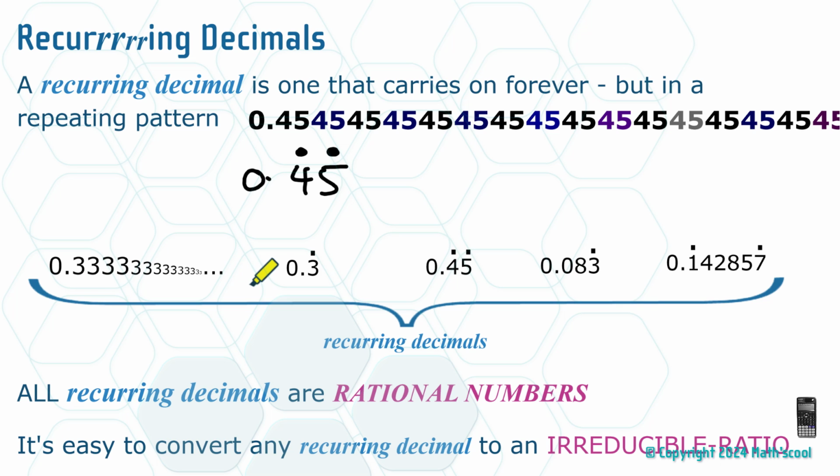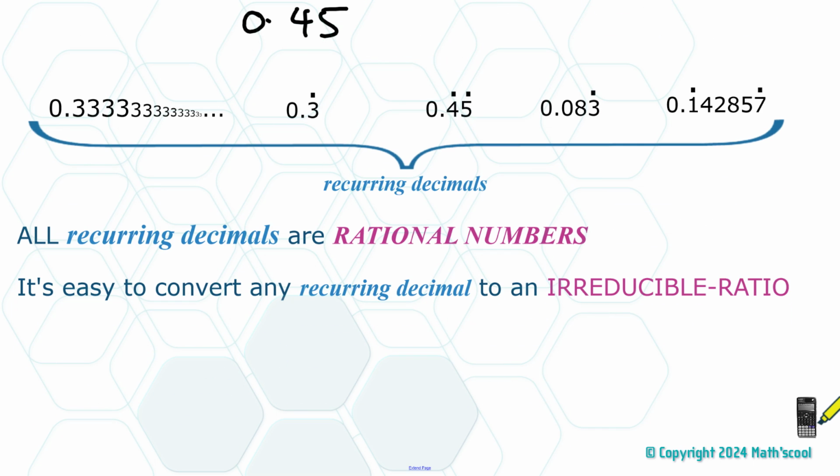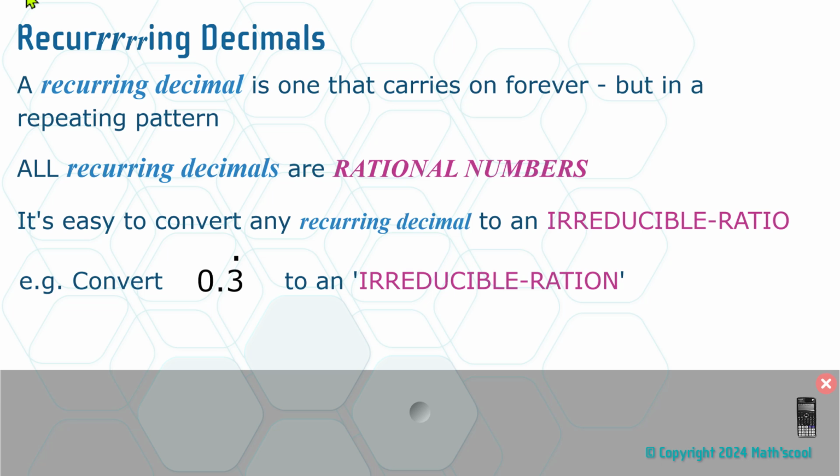That's 0.3 recurring, that's the same 0.3 recurring, that's 0.454545, that's 0.08333333, and that was 1/7. We did that before. All recurring decimals are rational numbers. It's easy to convert any recurring decimal to an irreducible fraction. So here it says convert 0.3 recurring into an irreducible fraction.